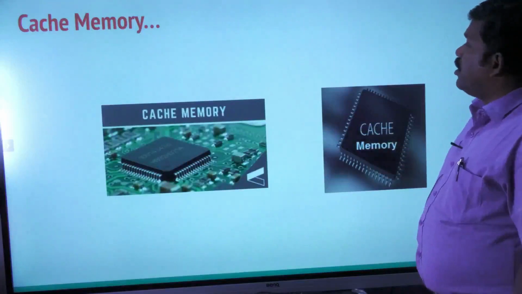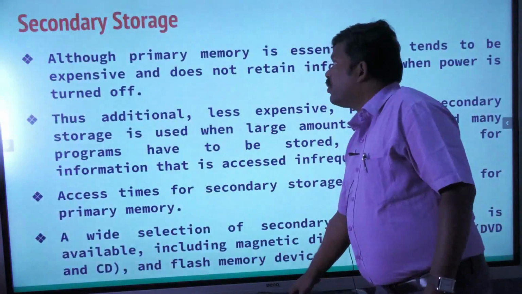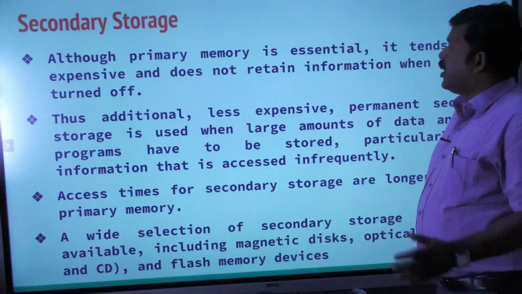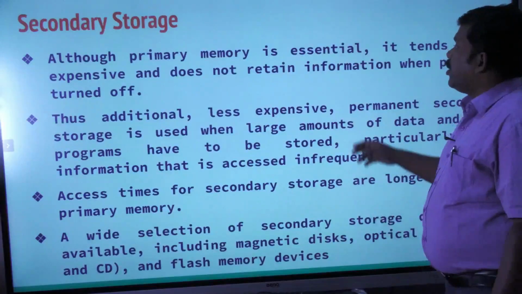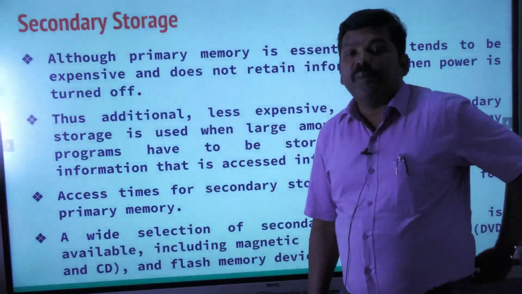These are some sample cache memory chips available in the system. The secondary storage is also called auxiliary memory devices. Even though primary memory is essential, what is the problem with the primary memory?